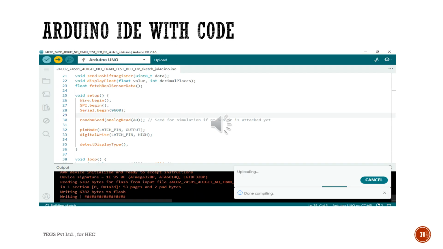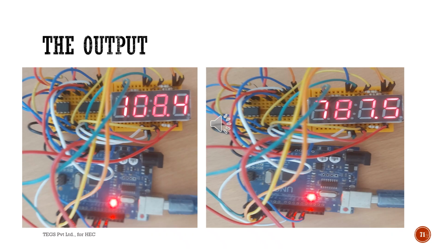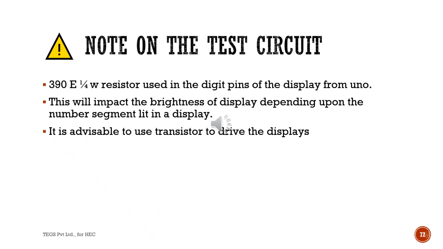Arduino Uno IDE with the method 8 code in it, and the uploading process. The image shows the random numbers with 1 decimal point displayed. Note on this test circuit, a 390 ohm 1/4 watt resistor is used on the digital pins of the display from the Uno. This will impact the brightness of the display depending upon the number of segments lit in the display. It is advisable to use a transistor to drive the display.